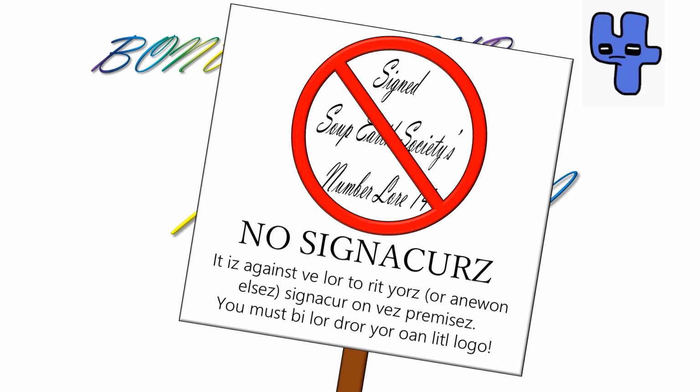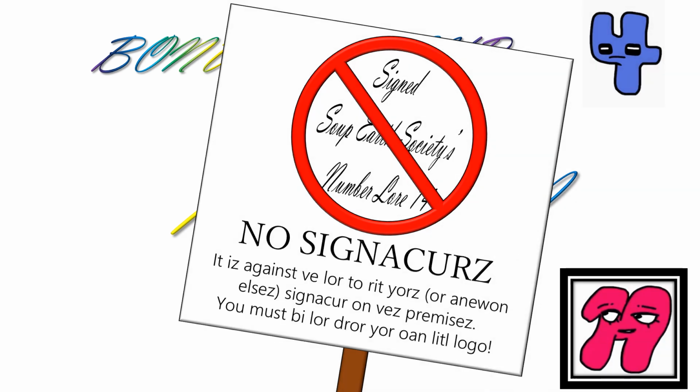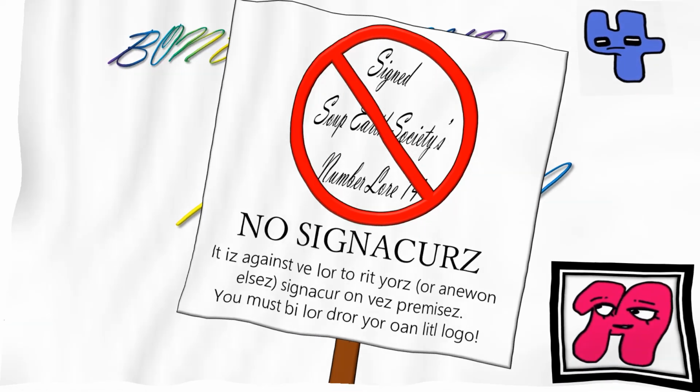So yeah, this includes signatures. So yeah, no signatures. Actually, instead, everyone now has to do their own little logo. So if Super Society's number law 14 were to write her signature, she'd basically draw a little box and draw a picture of herself for her own little logo for, shall we say, permission slips? I don't really know what signatures are for. So yeah, no signatures.